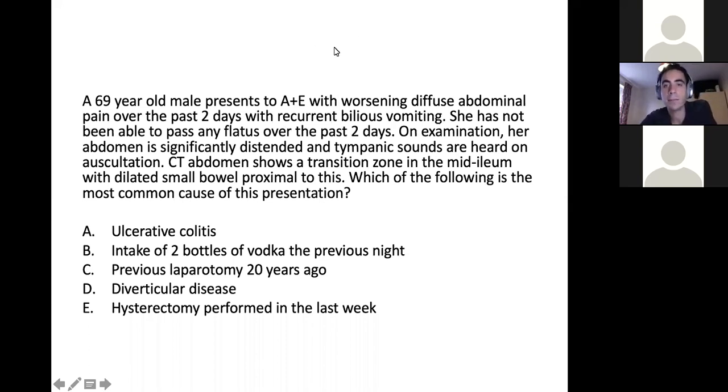Okay, so most of you have said the answer is C, with D being the other popular answer. We'll go on to see the correct answer, which is C. So in this question, you have a 69-year-old male.